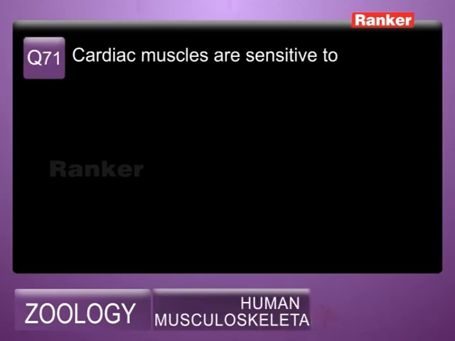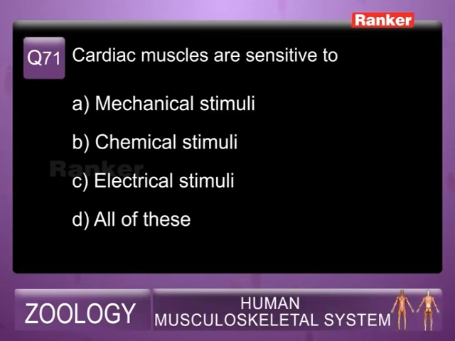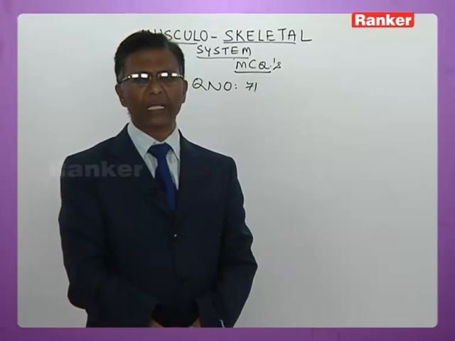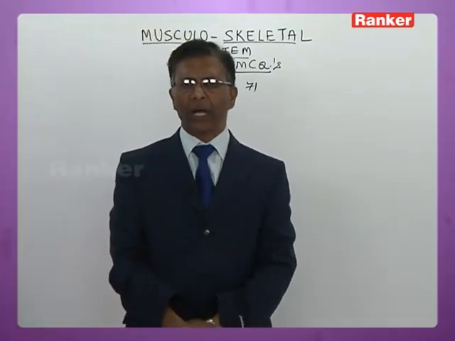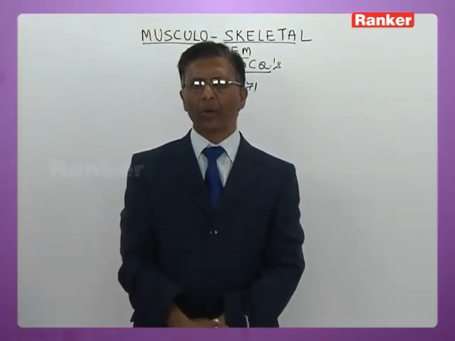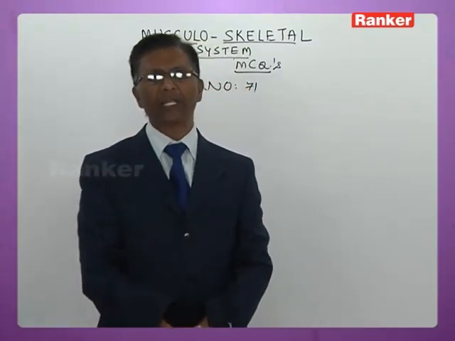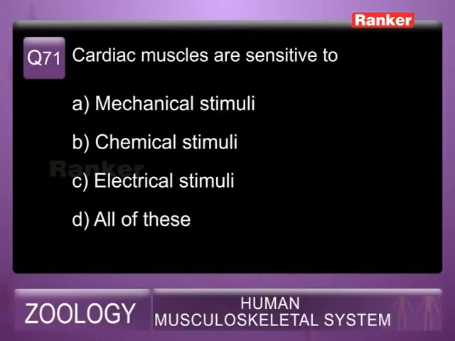71 is here. Cardiac muscles are sensitive to A, mechanical stimuli, B, chemical stimuli, C, electrical stimuli, D, all of this. Cardiac muscles respond to all kinds of stimuli. At the same time, they even respond to orthorhythmic stimuli, the stimuli which are evoked within the cardiac muscle by means of the pacemaker. So the answer for this is D, that is all the above.